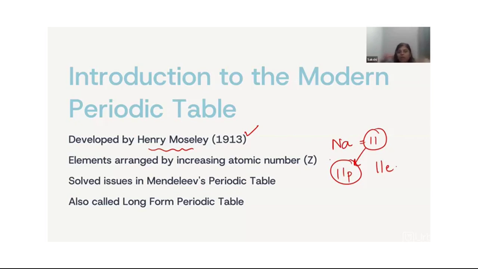So that is a much better fundamental property of an atom rather than its atomic mass, because one atom like carbon can have two different isotopes, right? So we won't be able to place both of them in the periodic table, and two different isotopes have different masses. So here the elements are arranged in the increasing order of their atomic number, starting from hydrogen, the atomic number is 1, helium it is 2, lithium is 3, and so on. And this periodic table solved many issues that were there in Mendeleev's periodic table. This is also known as the long form of the periodic table.